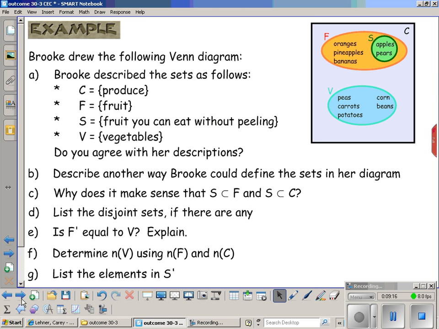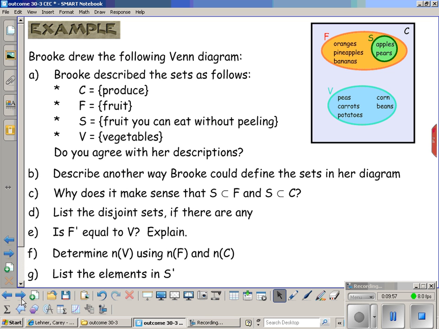So let's look at this example. Brooke drew the following Venn diagram. Brooke described the sets as follows. She said that C represents produce. F, in the Venn diagram, is the orange oval. F defines fruit. S, that's the small green circle, defines the fruit that you can eat without peeling. And B, which is the green oval, defines vegetables. And then she's got elements listed in each of these sets.